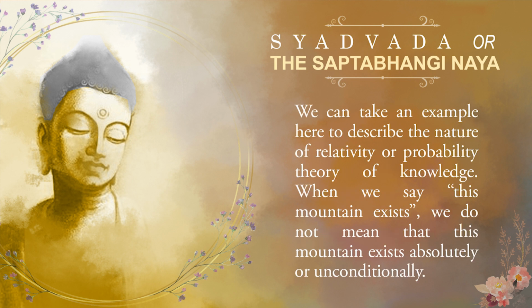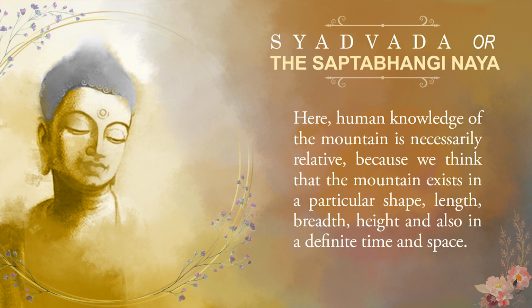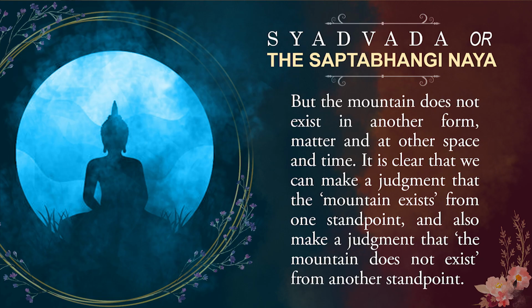We can take an example here to describe the nature of relativity or probability theory of knowledge. When we say this mountain exists, we do not mean that this mountain exists absolutely or unconditionally. Here, human knowledge of the mountain is necessarily relative because we think that the mountain exists in a particular shape, length, breadth, height, and also in a definite time and space. But the mountain does not exist in another form.